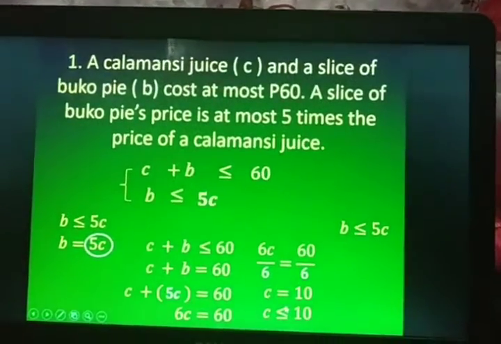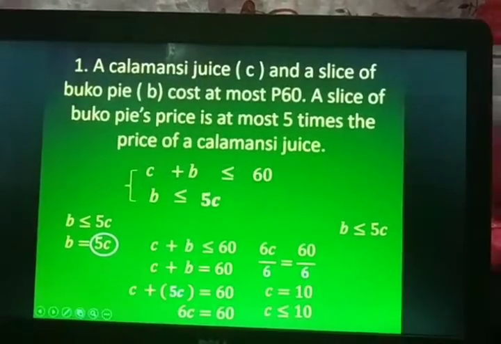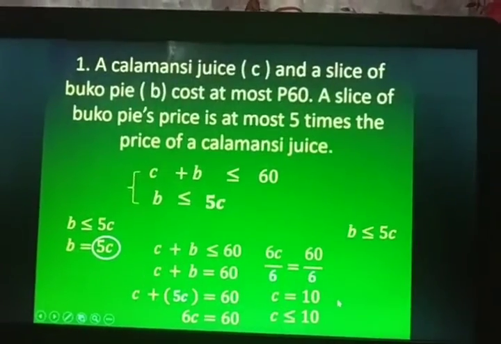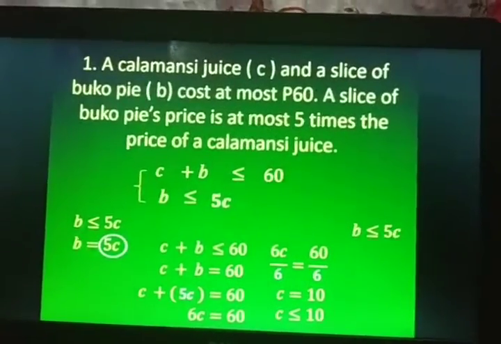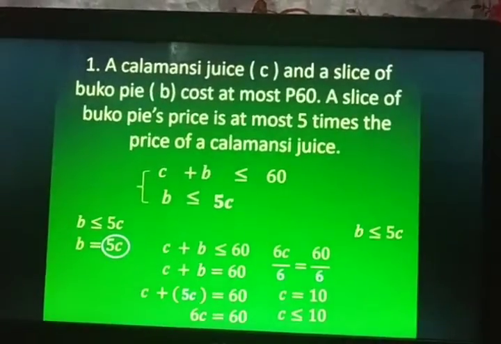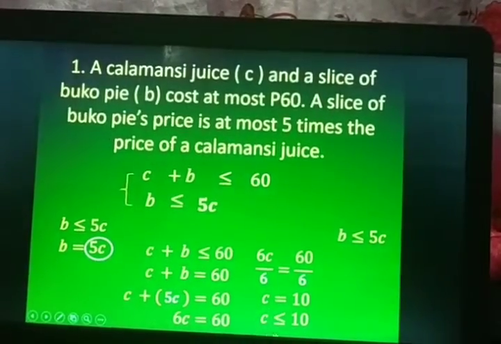Meaning, it can be 10. The highest price of calamansi juice is 10. So, from 10, it can be the price: 10, 9, 8, 7, 6, 5, 4, 3, 2, 1. Okay, that can be the price of calamansi.